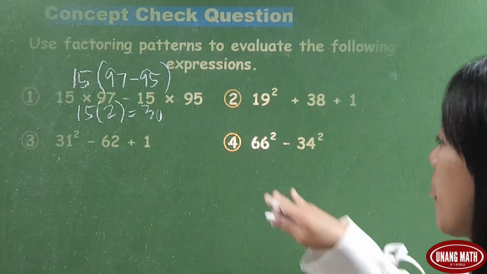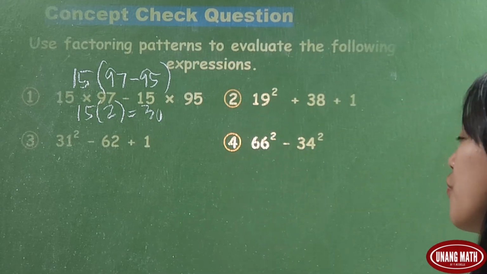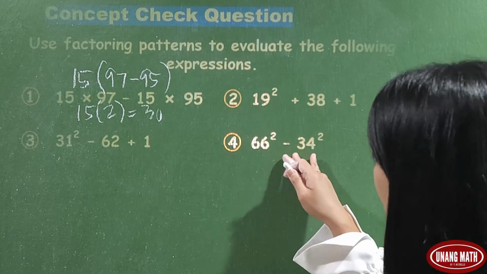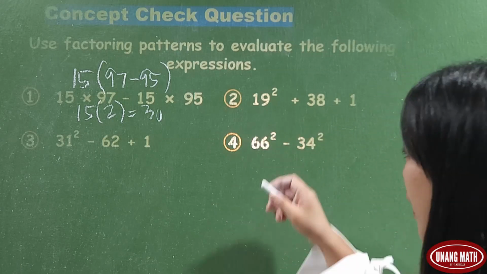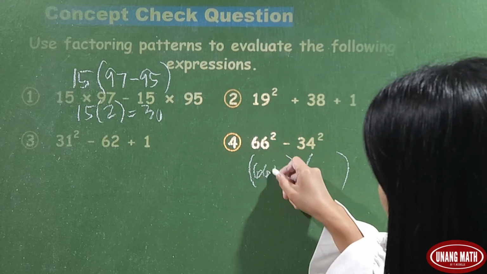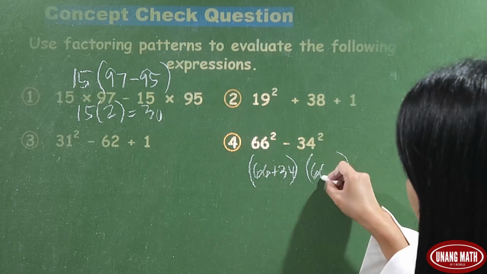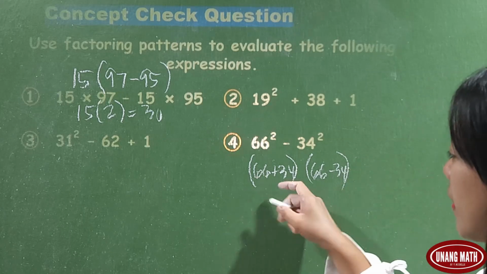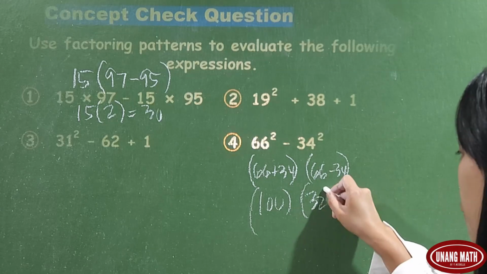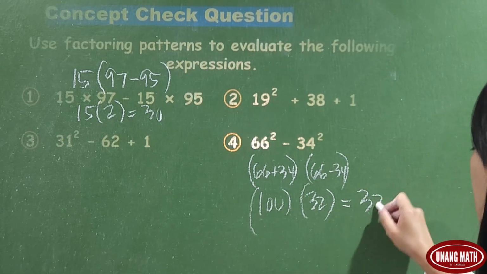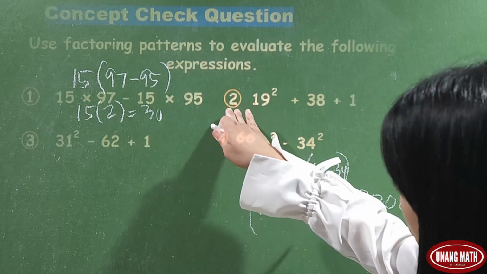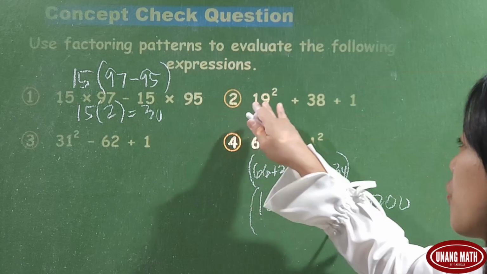Okay, let's have this fourth expression first. 62 squared minus 34 squared. Difference of squares. So if we will factor this out, 66 plus 34 times 66 minus 34. This is 100. 66 minus 34 is 32. So it means this is equal to 3,200.